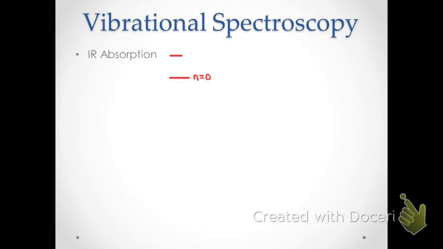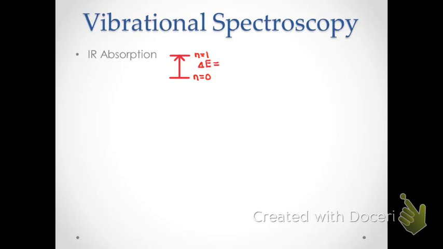So for example, consider a transition between n equals 0 and n equals 1, where we're starting at n equals 0. You'll remember from our previous video that most molecules were in the lowest energy state, n equals 0, at room temperature. So when we do infrared spectroscopy, most of the time we're looking at transitions where the molecule is in the n equals 0 state and absorbing energy to go to the n equals 1 state.